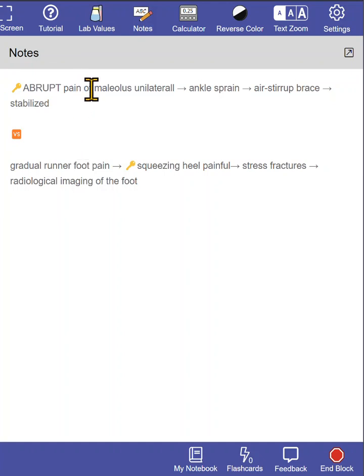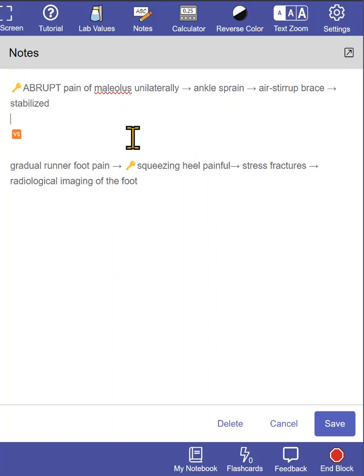So abrupt pain of malleolus unilaterally. Ankle pain. Ankle sprain. And then air stirrup brace, and then it's stabilized. So if you're stabilized by an air stirrup brace, you probably had an ankle sprain. So if you have unilateral malleolus pain, then you're likely to have an ankle sprain.